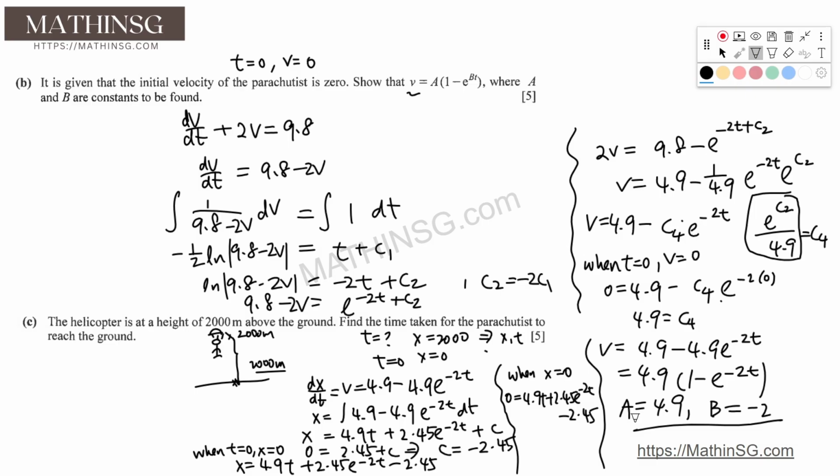Use your GC to solve, and we are only interested in values of t greater than 0. Why? Because t is time, so we only want positive values. So by GC, you'll notice that t is equal to 409 when rounded off to 3 significant figures. So this is the answer.